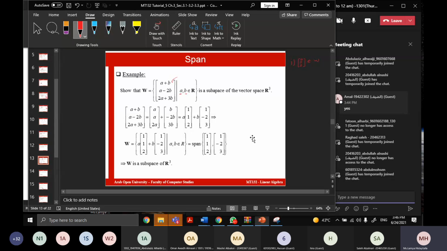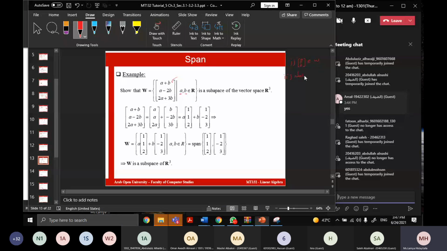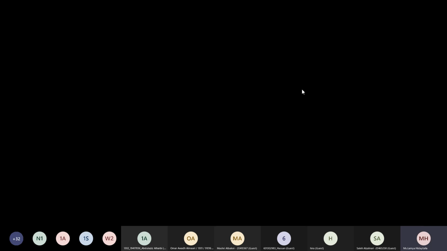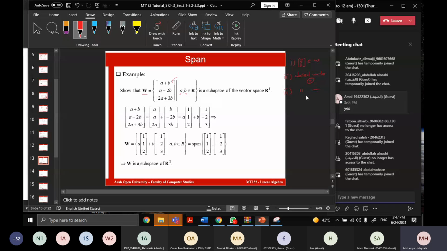So we prove the second condition, that it is closed under addition, correct? That is the second case. You have to prove that it is closed under the addition operation, that if we take any 2 vectors, then the resultant is also in the set W. The third: we have to prove that it is closed under the operation of scalar multiplication, when you multiply by a scalar.